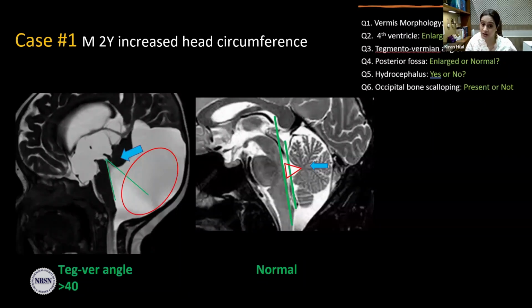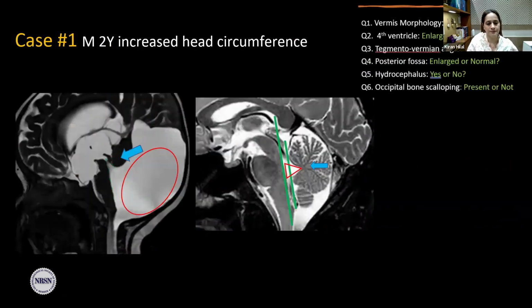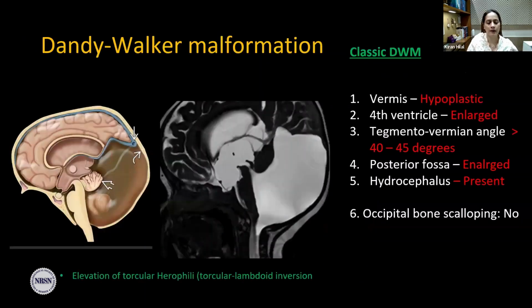And now finally, the occipital bone scalloping, present or not? We can see there's a minimal one, not really too much, but it's there. So if I summarize all these findings, these are the characteristic imaging phenotype describing the Dandy-Walker malformation. The elevation of the torcular or lambdoid inversion is also present. Just look at this: this is the lambdoid suture, and this is the torcula. So this was a case of Dandy-Walker malformation.